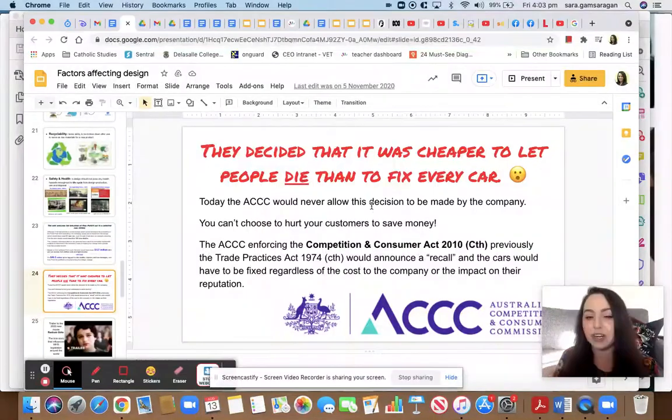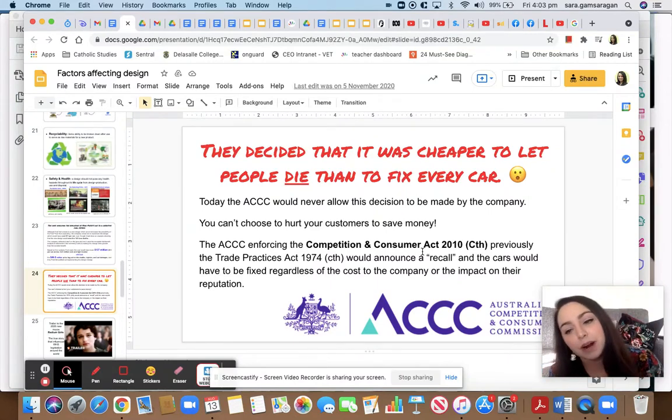So the ACCC, the Australian Competition and Consumer Commission, enforce the legislation, the law, the Competition and Consumer Act 2010. It was previously known as the Trade Practices Act 1974, and it would recall all those cars. It would say, sorry, Ford, there's a problem. Everyone that has a Ford Pinto 1973 model, you need to bring it in and we need to fix the problem. That government agency would literally not allow the cars to exist on the road. It's not up to Ford. Ford doesn't get to make the choice.